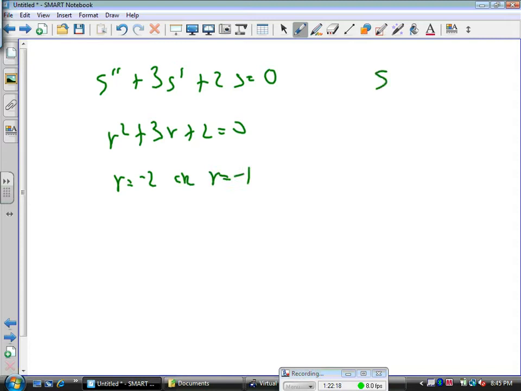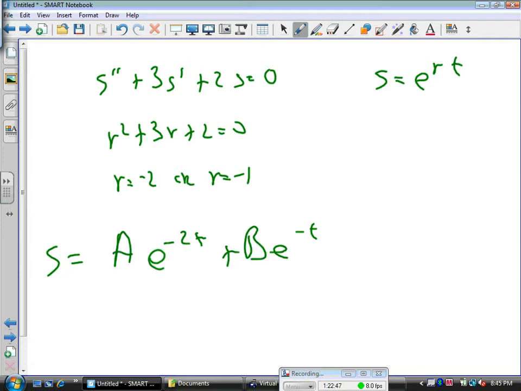But remember what we said. That's the solution, e to the RT. But R can be negative 2 or R could be negative 1. So therefore there are two solutions. Remember what happened last time when we had two solutions? Like sine omega t and cosine omega t? What did we do with the two solutions? We made a linear combination of the two. Same game.